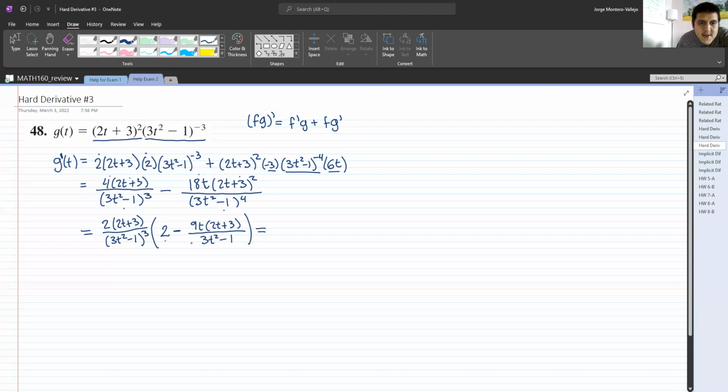I want to then combine these two. And to do that, I need to multiply 2 by this denominator and also divide it by it, right? So 2t plus 3 divided by 3t squared minus 1 raised to the cubic power. And then, as I said, I'm going to multiply these 2 by that 3t squared minus 1 and also divide it by it. And I have minus 9t, 2t plus 3 divided by 3t squared minus 1. I can then combine these two because they have the same denominator.